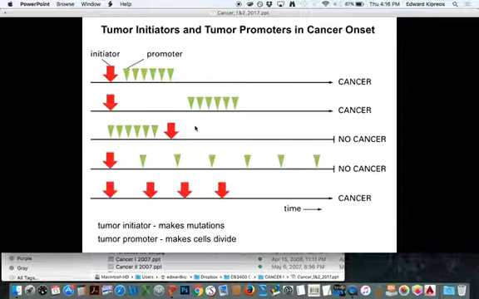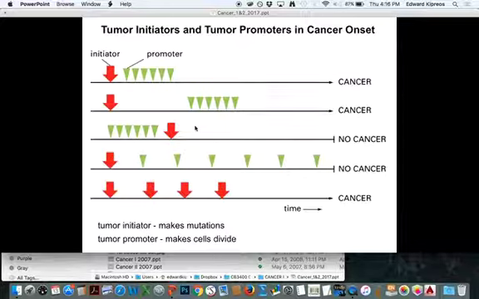So we're not getting into the molecular details. We're just talking about chemical agents that can cause cancer. So there are tumor initiators and tumor promoters. These can be compounds, and the way they do these studies is they take mice, they shave off their fur, and they add the chemical.